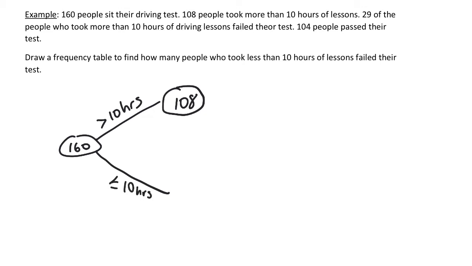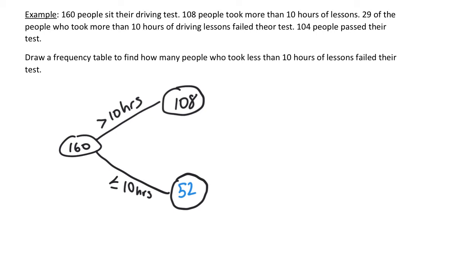So that would be 0 hours, 1, 2, 3, all the way up to 10. And they must add together to give 160, because driving students would either have taken more than or less than or equal to 10 hours. So we have 108 in here. That must mean that 52 took less than or equal to 10 hours.